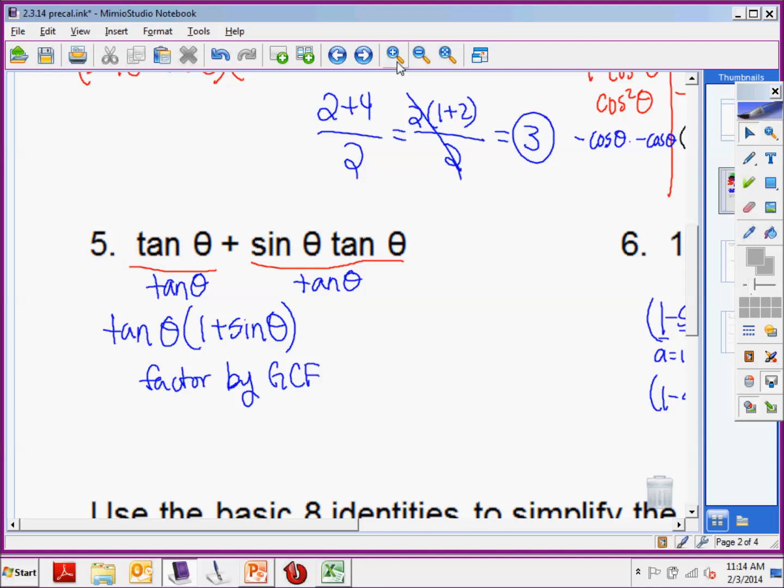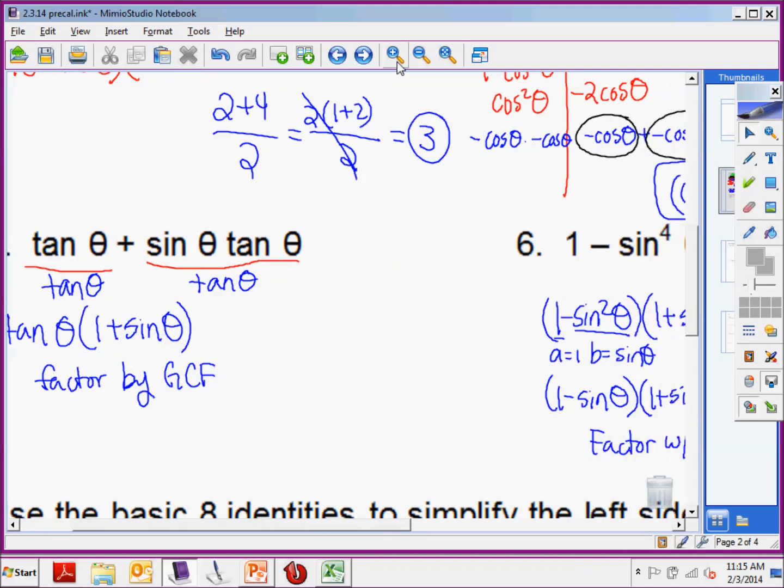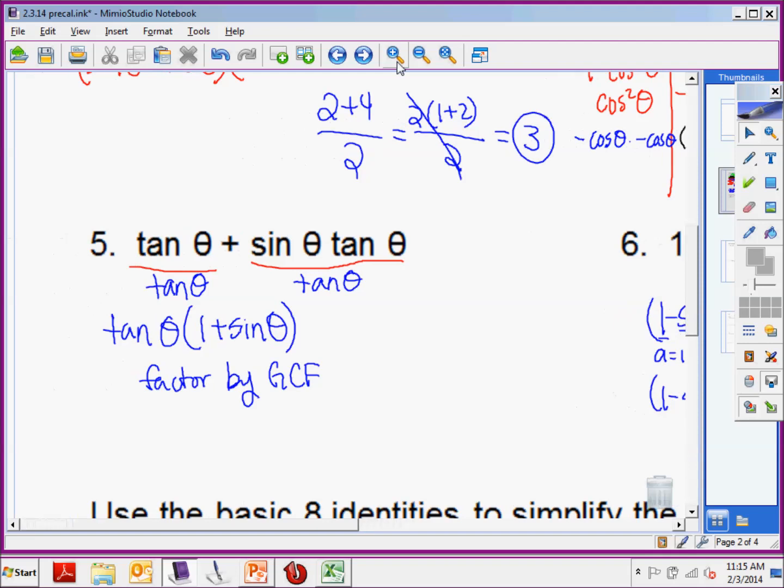Yes. So this is it in factored form. All right. Wait, I think y'all needed to write 5 down, right? In this class? Y'all needed 5. 5 and 6. Okay. All right, so 5. Do we understand what happened here?